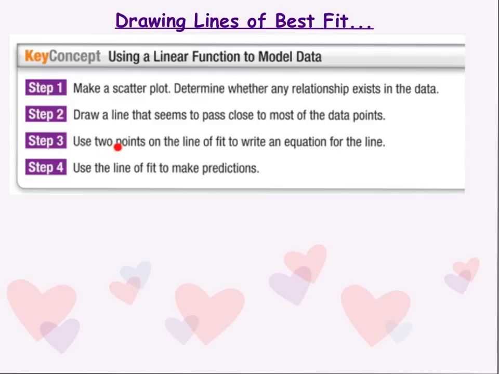So step 3, we're going to use 2 points on the line to write an equation, which we have been practicing, and you guys did a quiz on yesterday. Then again, the purpose of an equation is to make predictions. So our last thing that we're going to do is use our line to make some predictions. We're going to say, what if this situation happened? What's our best guess? What would be our best guess for an answer on that question? That's, again, the point of these lines of best fit.